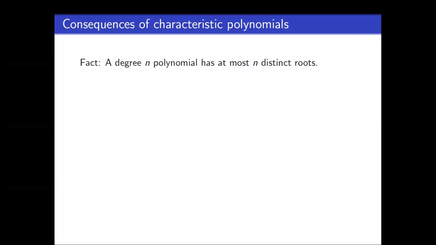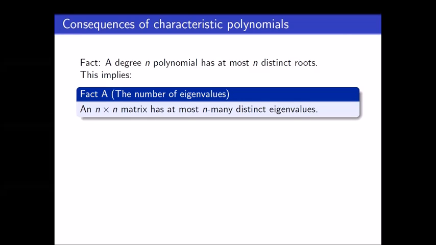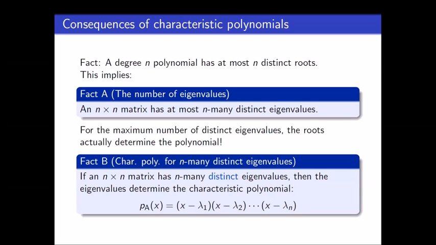But before that, I want to recall a basic fact about polynomials. That is that a degree n polynomial has at most n distinct roots. And now this implies that an n by n matrix has at most n many distinct eigenvalues. Because if we're starting with an n by n matrix, then its characteristic polynomial will be a polynomial of degree n.